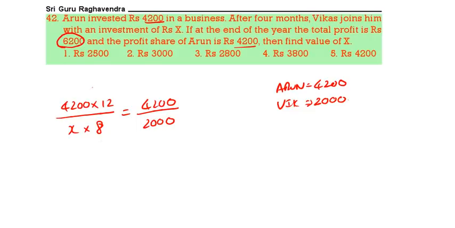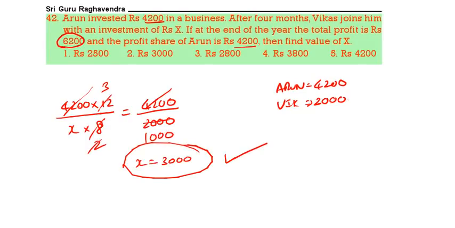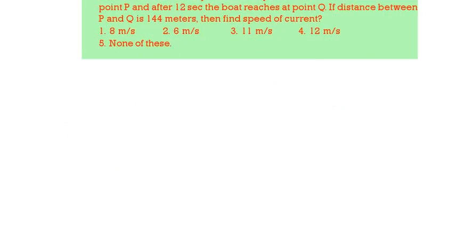Now you should do this calculation. 4,200 will get cancelled. Here 4 twos, 4 threes, 2 ones, 2,000. So X is equal to 3,000. X value is equal to 3,000. 2 is the correct answer.